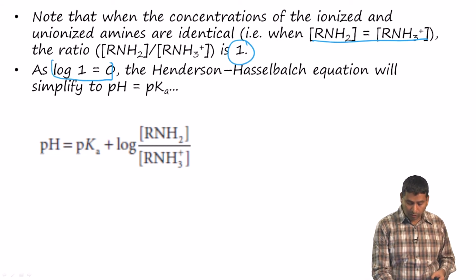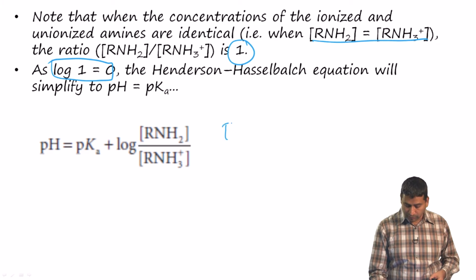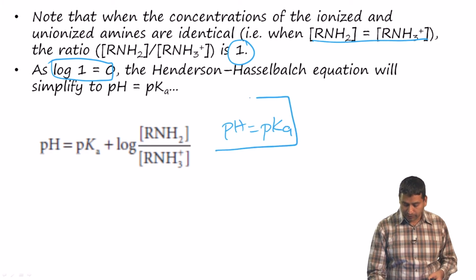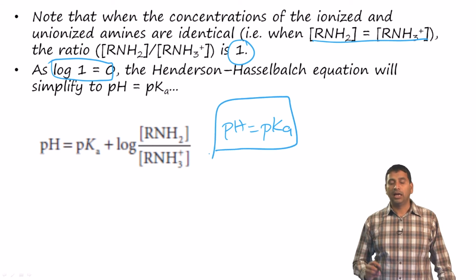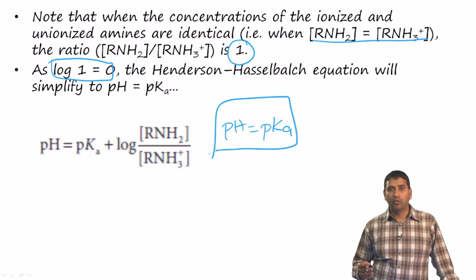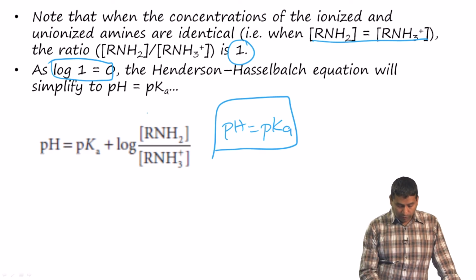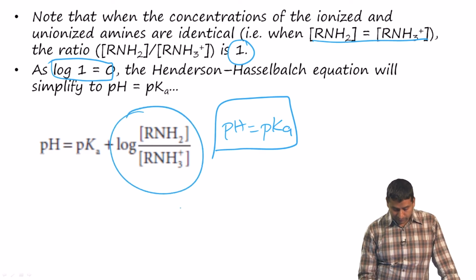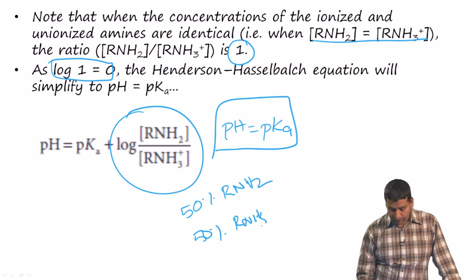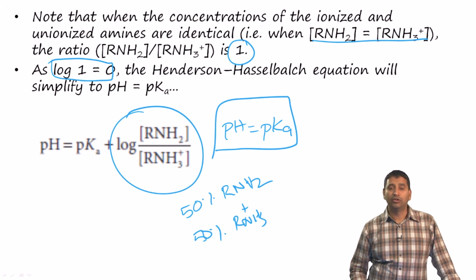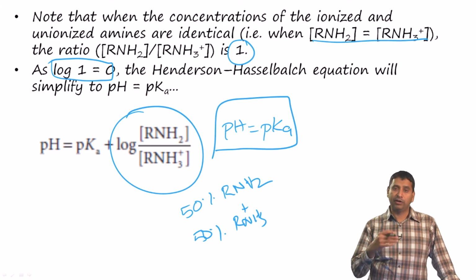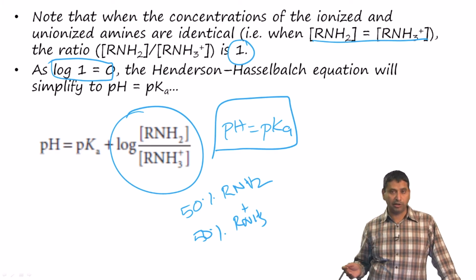And since we know that log 1 is 0, this term becomes pH equals pKa. So, at a pH which is equal to the pKa, you will find 50% RNH2 and 50% RNH3 plus.